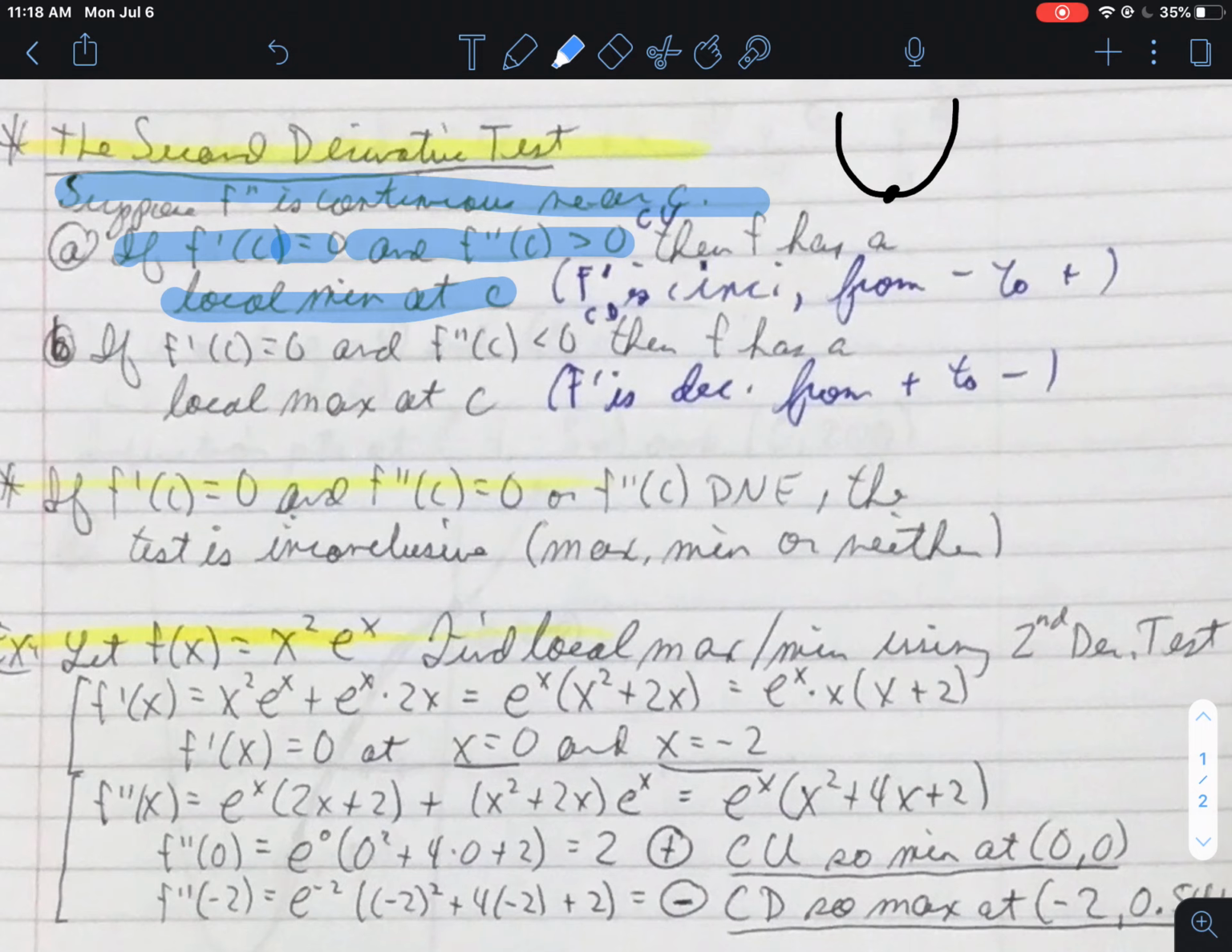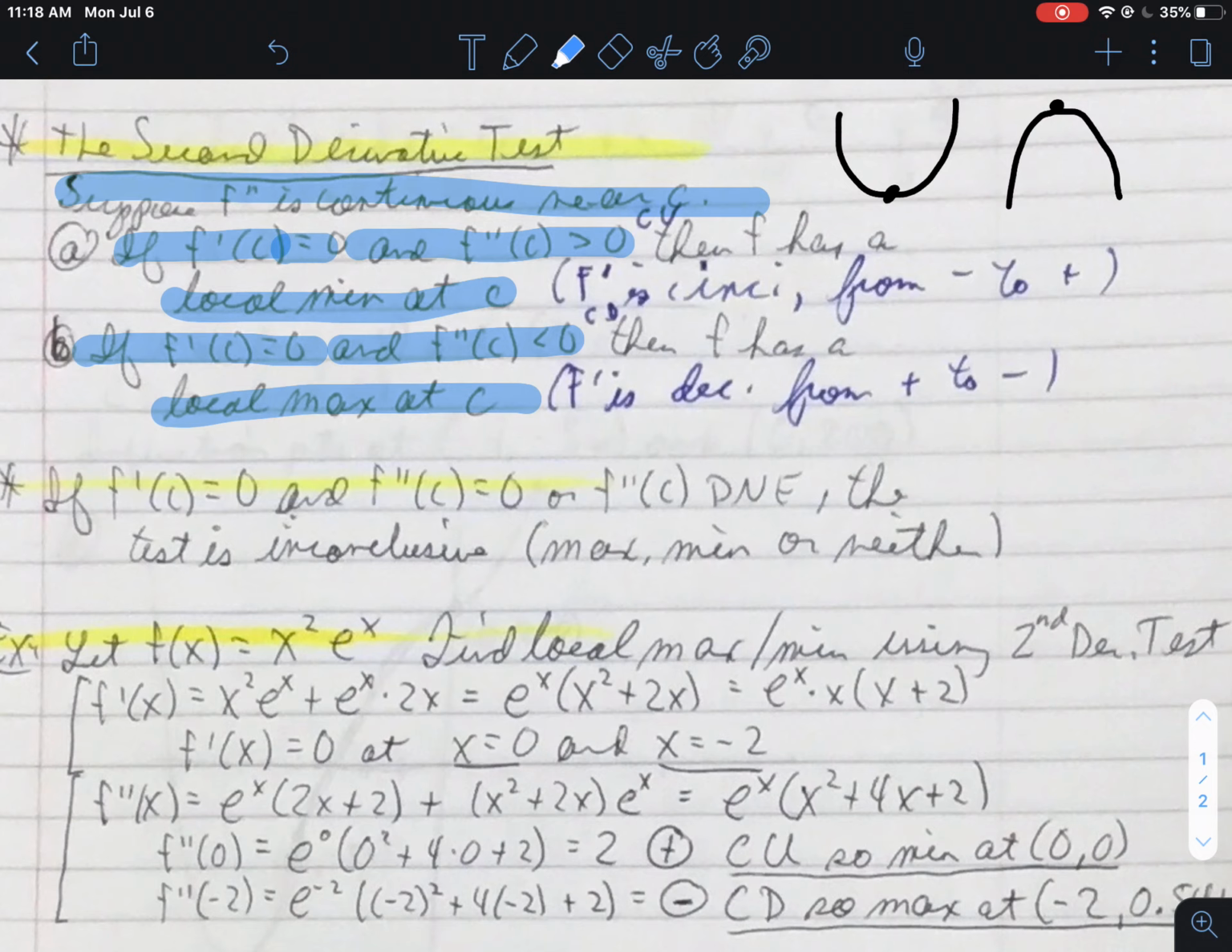And vice versa. If, again, we have a critical number at c, so f prime of c is 0, and the second derivative is negative, so that means we're concave down at c, then we would have a local max, because we're concave down, and we have a critical number there, the horizontal tangent. So we have a local max. The second derivative test is used for identifying local maxes and local mins.